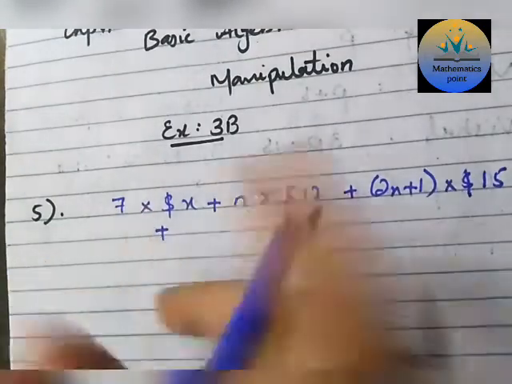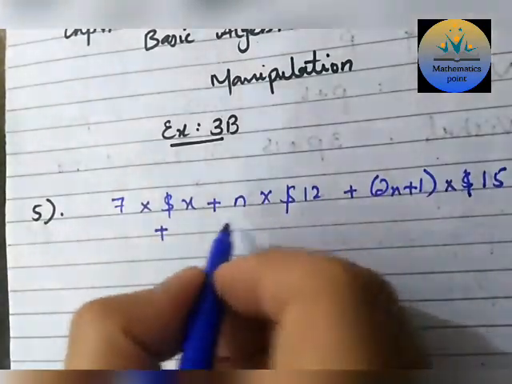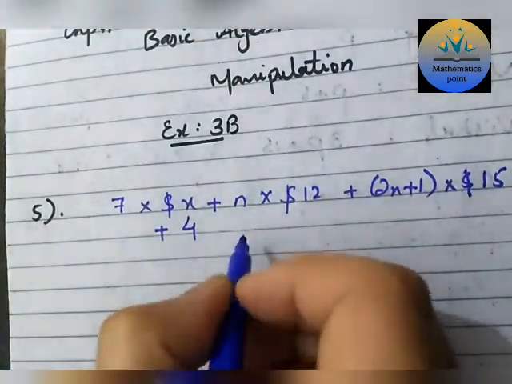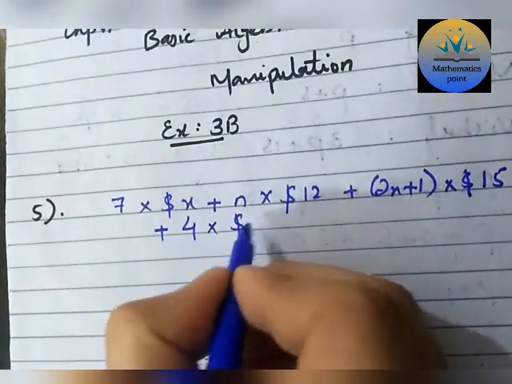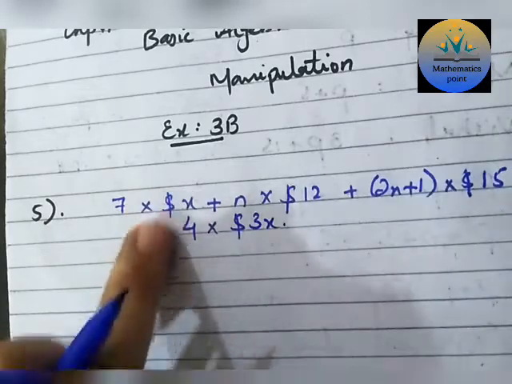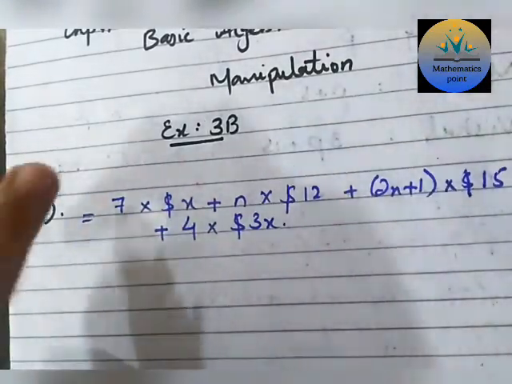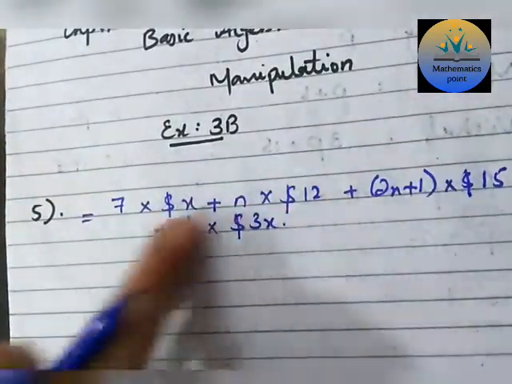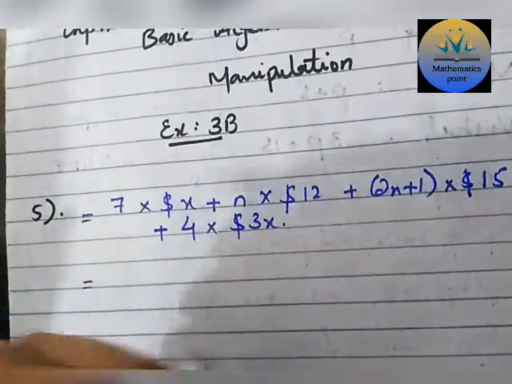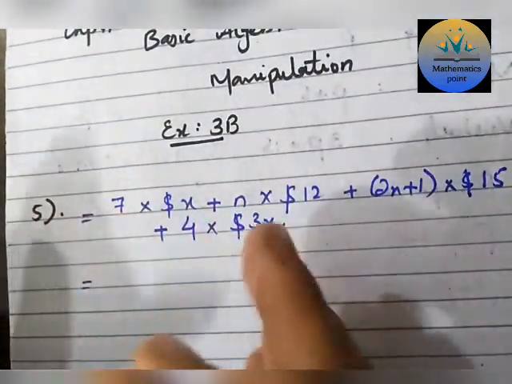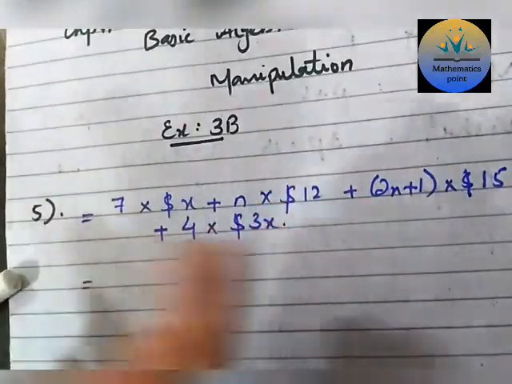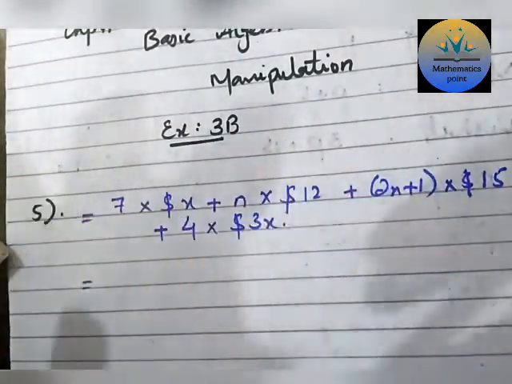Then next is 4 skirts. The number of skirts is 4, and 3x each, so multiply by $3x. That is the total number of skirts and their prices. Now we just find the cost of all the skirts she bought, so we sum up all the terms.